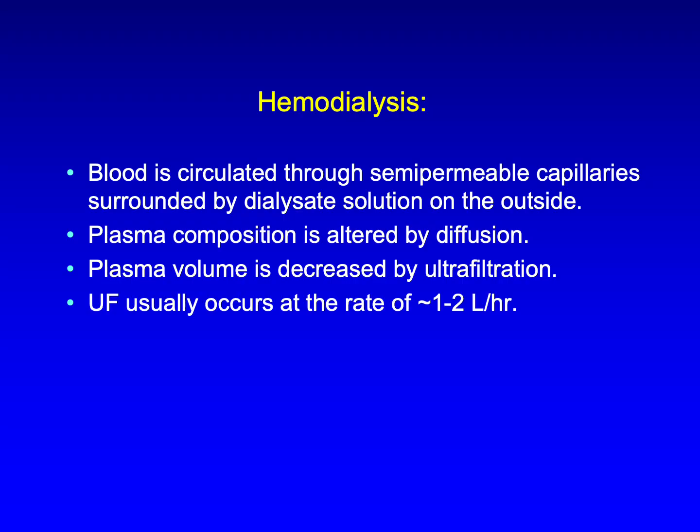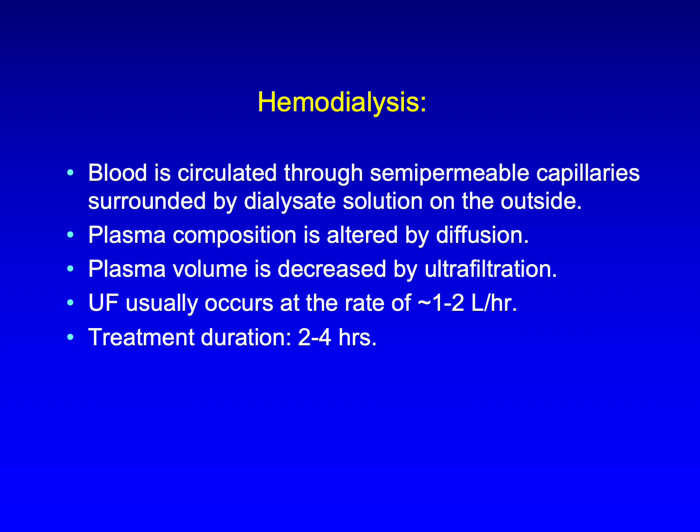Ultrafiltration typically occurs at a rate of about 1 to 2 liters per hour, and the usual dialysis session lasts between 2 and 4 hours. So this means that a patient can lose 2 to 3 or more liters of fluid in a single dialysis session, which is an amount roughly equal to their entire plasma volume. Plasma volume in a 70 kilogram person, for instance, is about 3.5 liters.